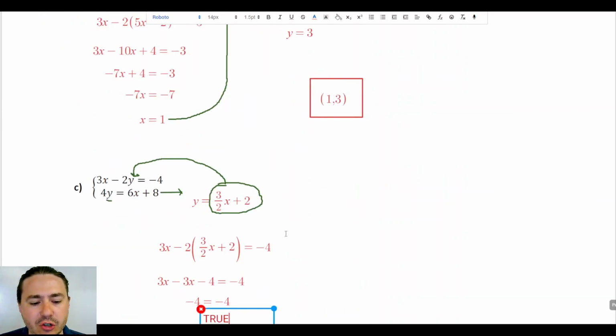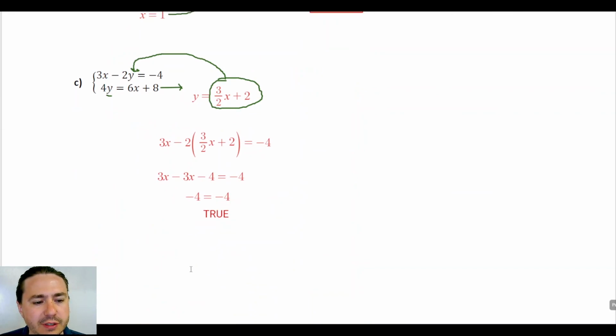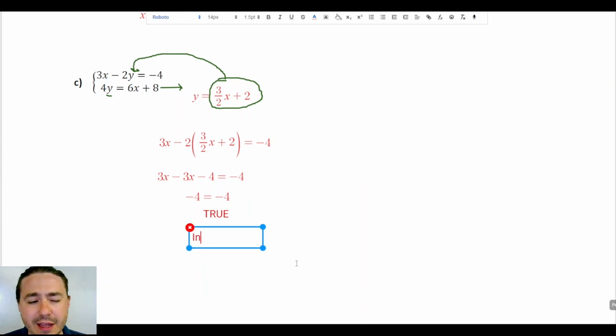If we get a true statement, then we say that there are infinitely many solutions here, and that is how we answer that. It's not to say that every ordered pair is a solution, but there are infinitely many of them. There are also ordered pairs that are not solutions. But we'll say there are infinitely many solutions.